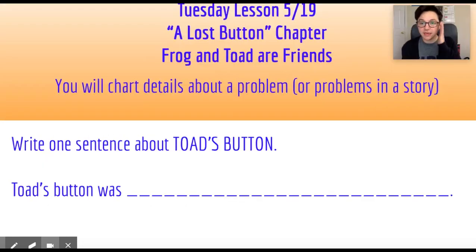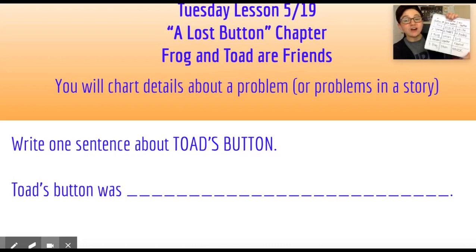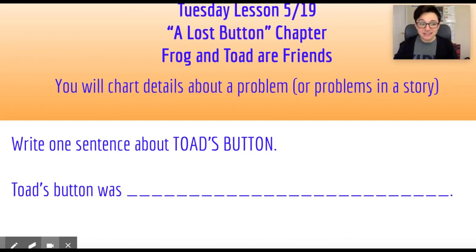Now that we've finished our chart, you're going to do one more thing today. You're going to write one sentence about Toad's button. And you can use your chart for this. We have 5 details about Toad's button right here on our chart. So you're going to write Toad's button was, and you're going to tell us the 5 details that we found out about Toad's button. Make sure to use commas between each of your details.